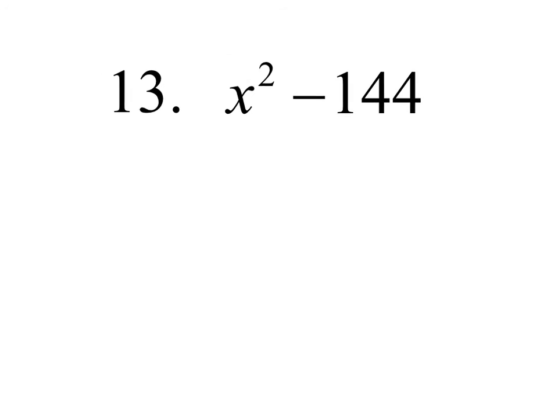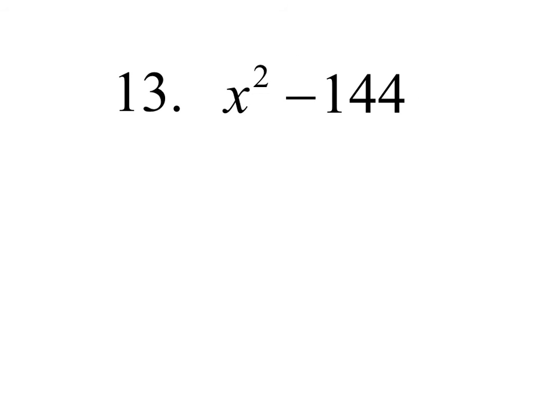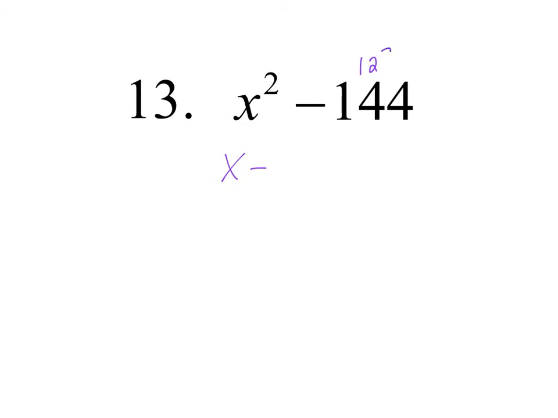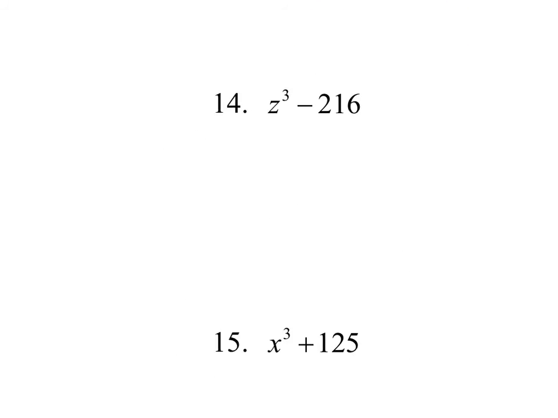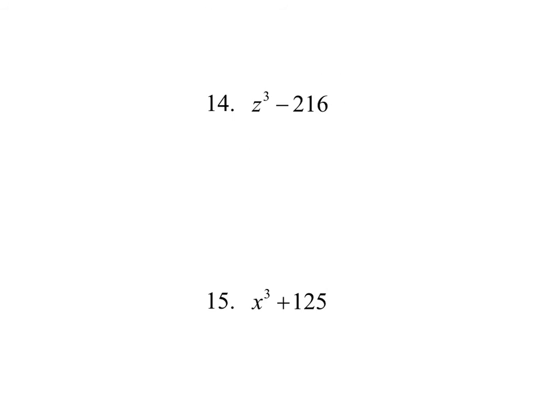All right. This is a difference of squares. x squared minus 144. So we have, I don't really like writing with red, x minus the square root, right? So the 144 is 12 squared. So x minus 12, x plus 12. That's the pattern we know. That's the formula we know. Okay, I'm just checking. Okay, we have 2 more on this page.